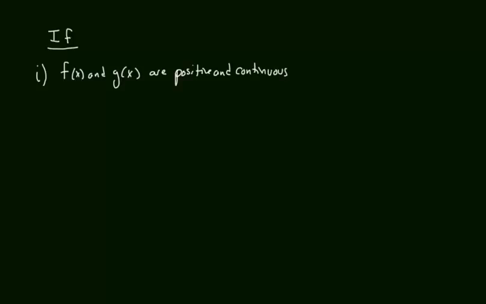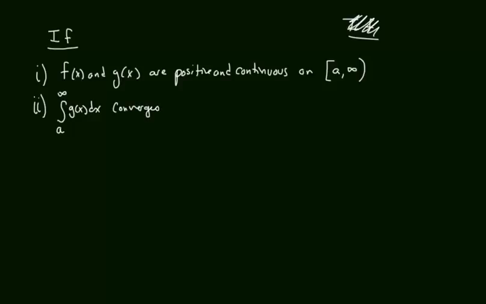Now, the way I'm writing, I'm not going to be able to fit my other if over here, but if you write small enough, you can fit them both on the same page. So, f of x and g of x are positive and continuous on some interval a to infinity. The second if, so if that is true and also the integral from a to infinity of g of x dx converges.